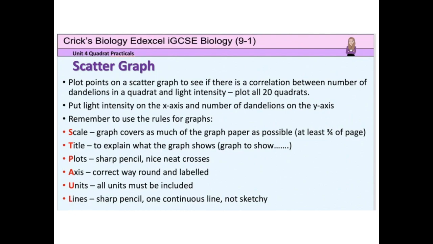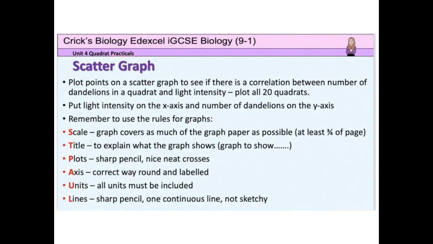I use St. Paul, where S is for scale, making sure the graph covers as much of the graph paper as possible, at least 3/4 of the page, and that the numbers go out linearly. T is for title, to explain what the graph shows, for example, graph to show the number of dandelions against light intensity. P is for plots, make sure you use a sharp pencil and nice neat crosses.